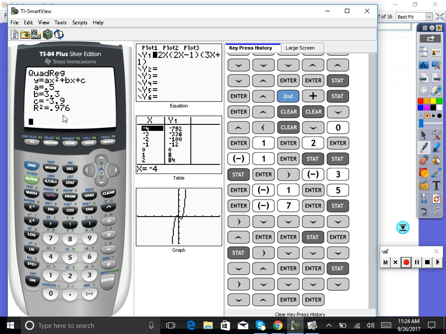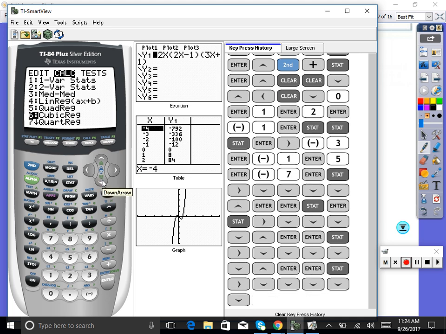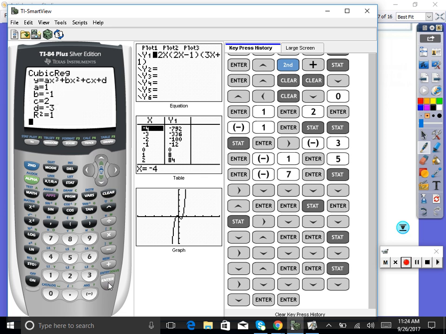Well, let's test cubic. Stat, calculate. Let's all try cubic. R squared is 1, that means it's a 100% perfect fit. So we're going to use cubic because it's a perfect fit.